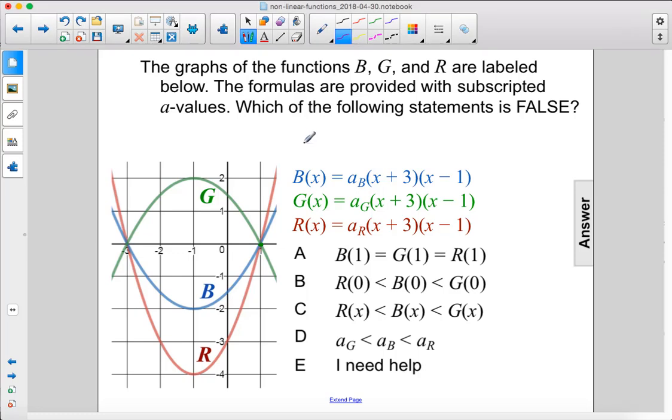The graphs of the functions b, g, and r are labeled below. The formulas are provided with subscripted a values. Which of the following statements is false? All right, well, let's start with the first statement here.